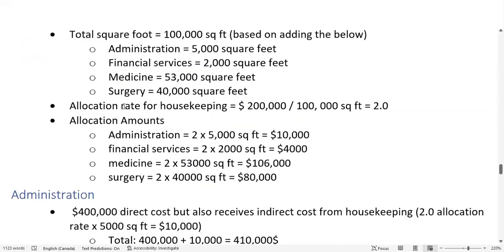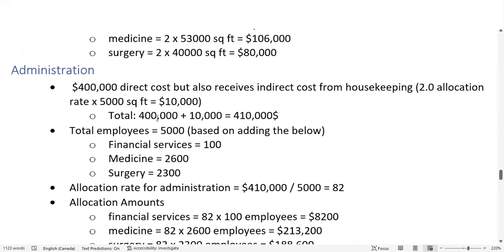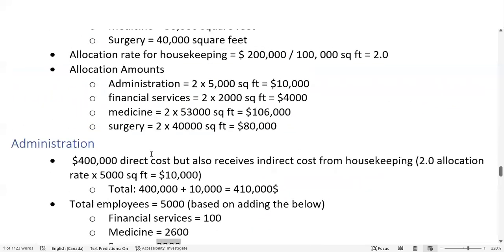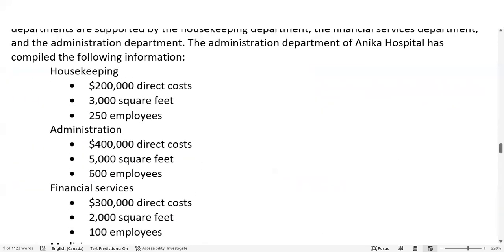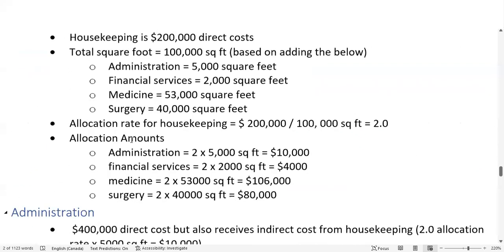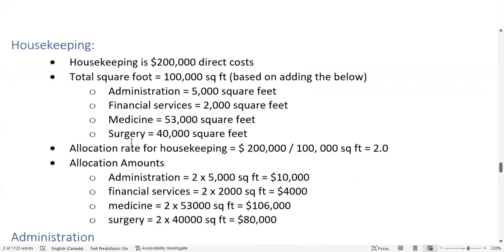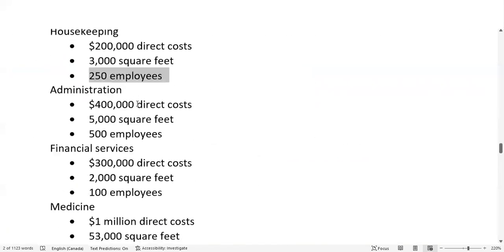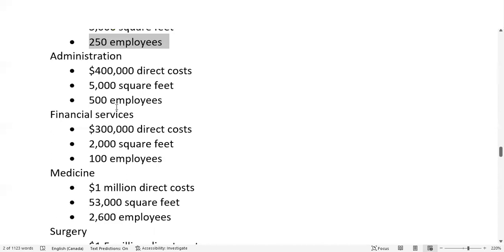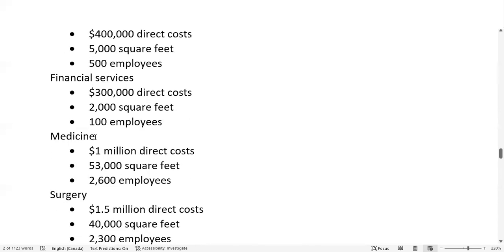So in this case, we can now calculate the administration cost based on the total. We know the cost driver is the total employees. So all we need to add is the number of employees for the financial services department, which is 100. For medicine, it's 2,600, and for surgery, it's 2,300. Again, we do not include the number of employees for administration and for the housekeeping department, even though we can see that in this example, it has a number of employees. That's because the allocated funds of the administration department do not go to itself, nor does it go to the step above it, which is housekeeping, but only to the departments below it, which is the financial services department, and the two patient services departments, which is medicine and surgery.